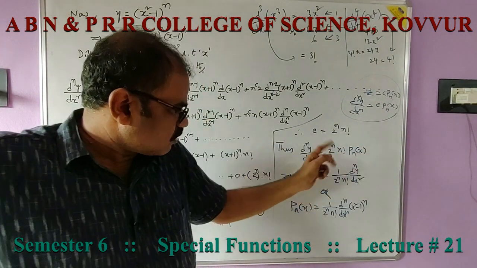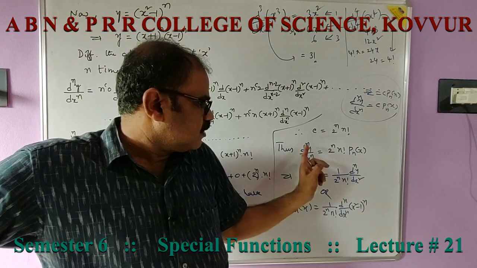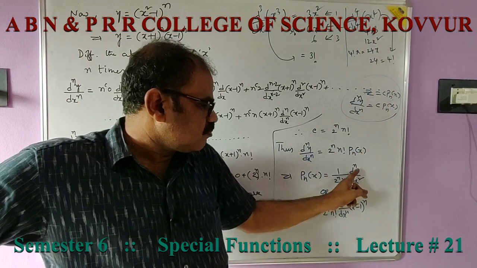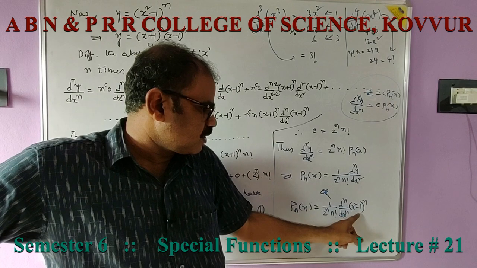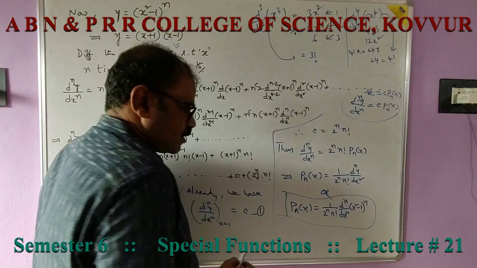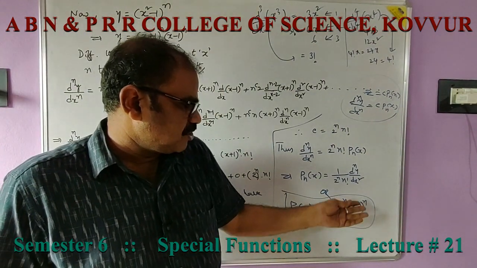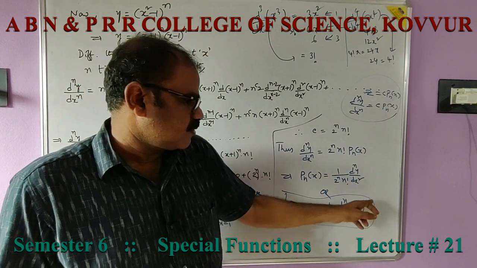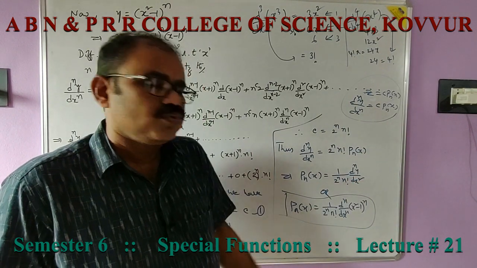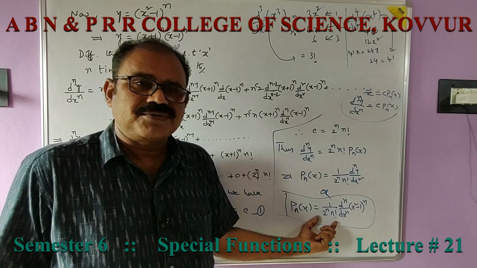So what is Pn(x)? 1 by 2^n into n factorial d^n y by dx^n. Pn(x) is this. Replace y with (x squared minus 1)^n. Therefore Pn(x) is equal to 1 by 2^n into n factorial, the nth derivative of (x squared minus 1) whole to the power of n, d^n by dx^n of (x squared minus 1)^n, which is the Rodrigues formula, which is very important from the examination point of view.